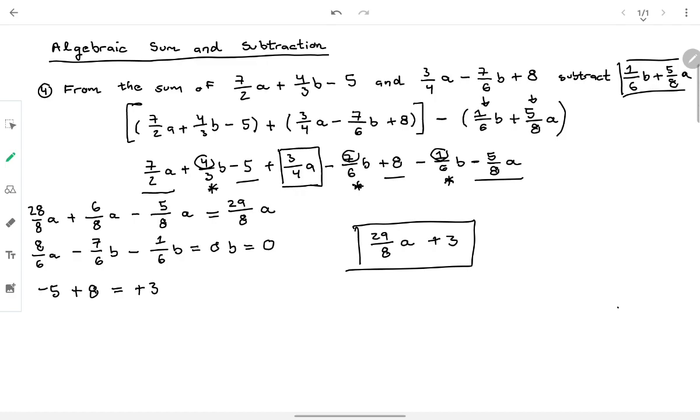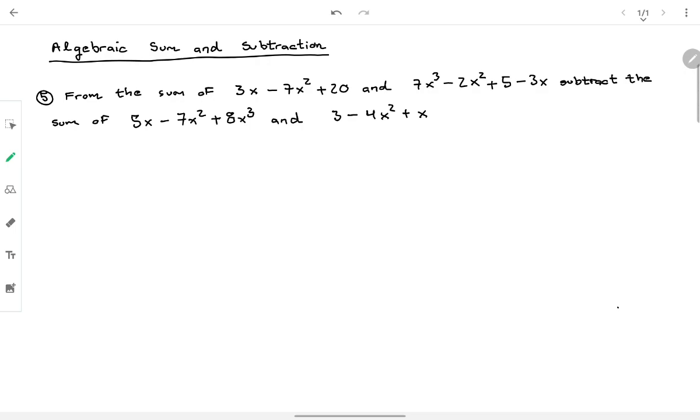So let's see another example. The next exercise is something like this. It says from the sum of 3x minus 7x squared plus 20 and 7x cubed minus 2x squared plus 5 minus 3x, subtract the sum of 5x minus 7x squared plus 8x cubed and 3 minus 4x squared plus x. So this one is a very important one. Remember, the word subtract will tell us which ones are going to be negative, in this case this one and also this one.